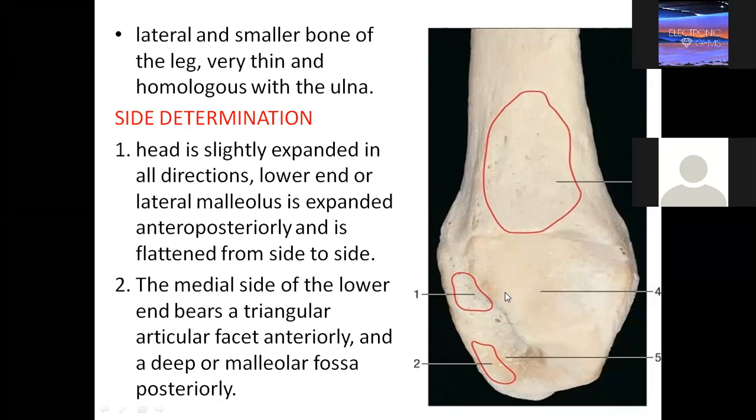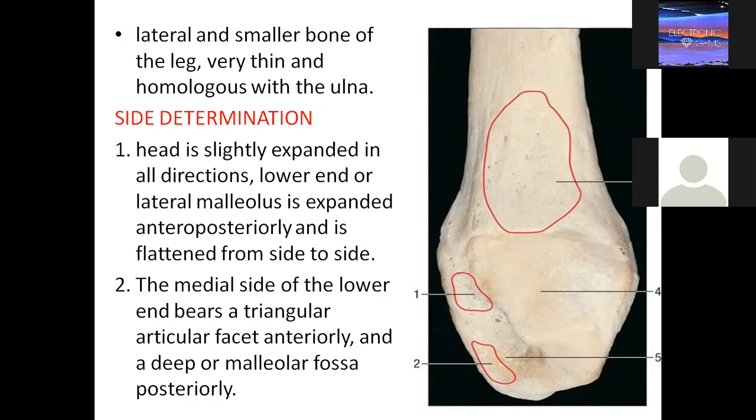I told you upper end, lower end is very difficult to little differentiate. Lower end you can identify only with the help of this articular facet. Otherwise, head is also pointed like this. Lower end is also pointed like this. So head is slightly expanded. That is out of experience when you observe so many fibulas. Oh, this is upper end, this is lower end.